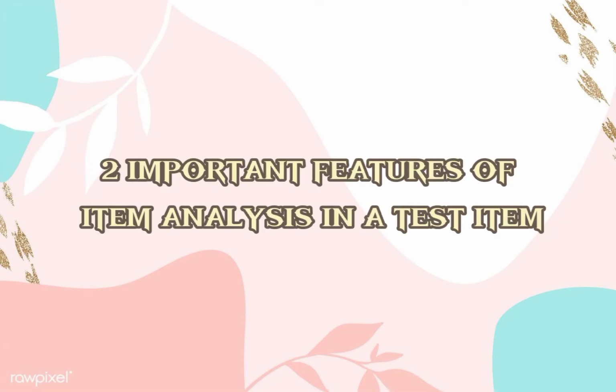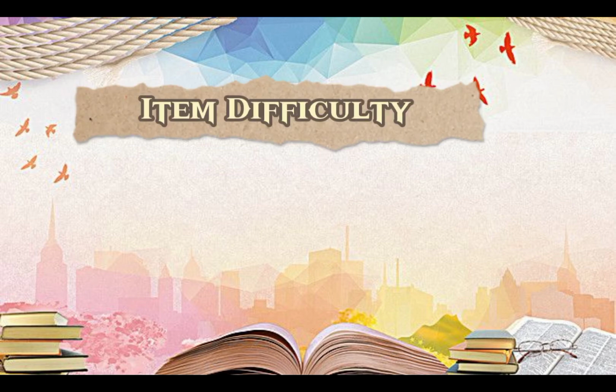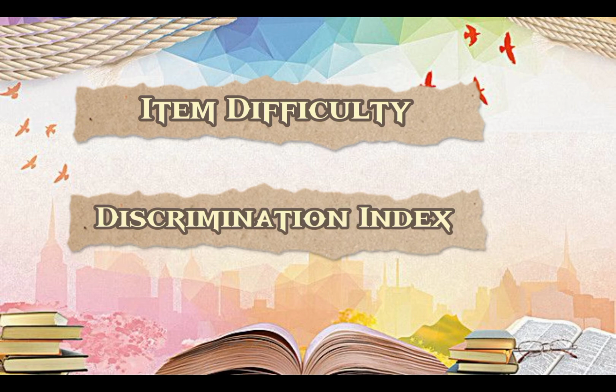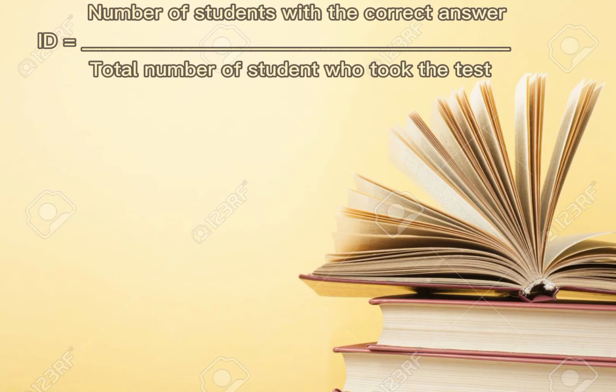There are two important features to determine item analysis in a test item. First, the item difficulty, and the second one is the discrimination index. Item difficulty, or the difficulty of an item, is defined as the number of students who are able to answer the item correctly divided by the total number of students. Thus, item difficulty, or ID, is equal to the number of students with the correct answer over the total number of students who took the test.